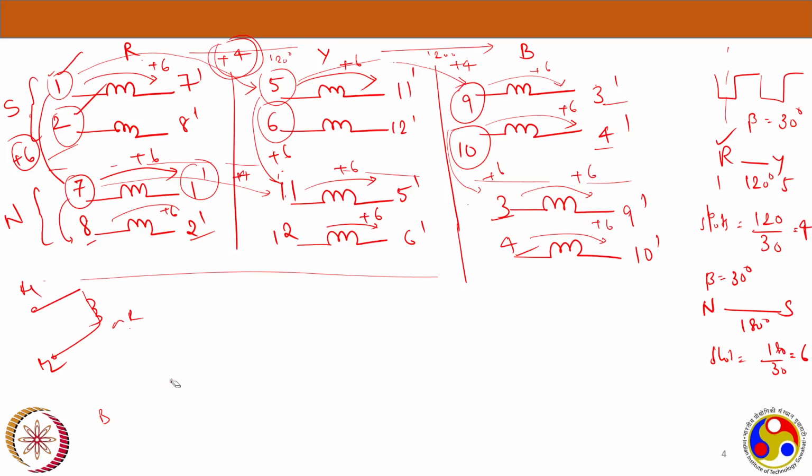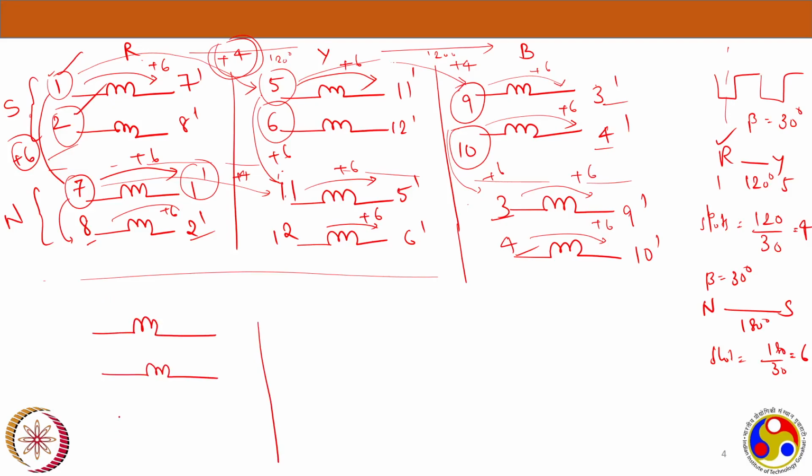So we will see how you're going to add it. But before adding it, you should mark the terminals of each coil. Terminals means what is the positive and negative. So I will just take the R here.